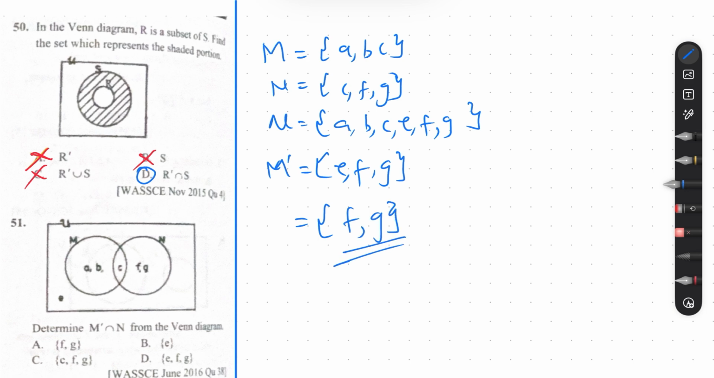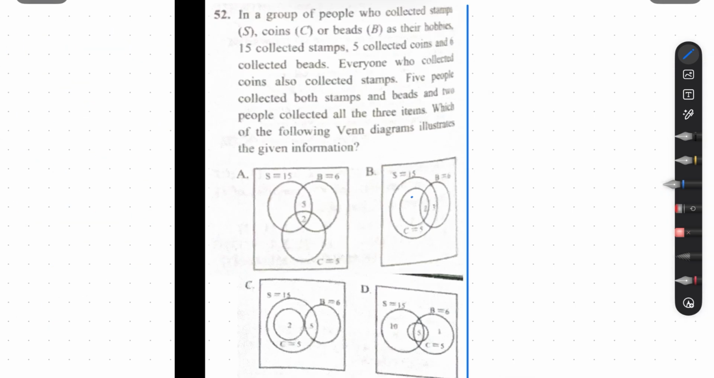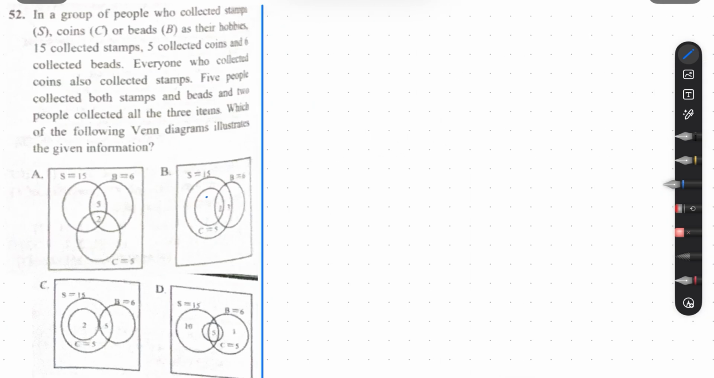All right, let's move on to question number 52. So it says, in a group of people who collected stamps, coins, or beads as their hobbies, 15 collected stamps. Okay, so 15, let's write it down. Then we have 5 collected coins.